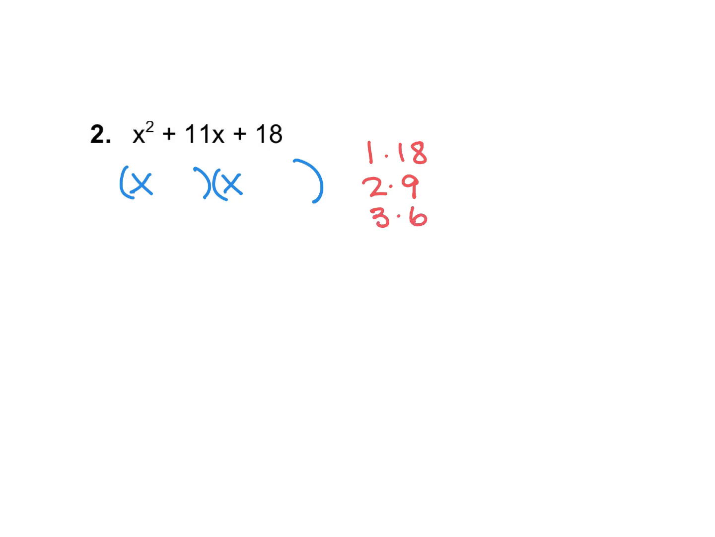Now remember, we're trying to make this 11x in the middle and how they add together. And so right here, we could take the 2 and the 9 to make that. So I will have a 2 and a 9. And again, you could check it by FOILing, and then you would end up with your original problem.